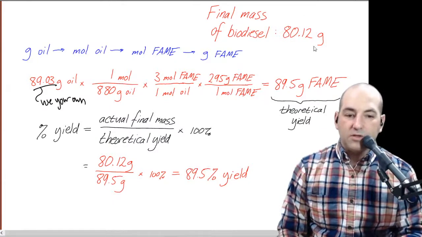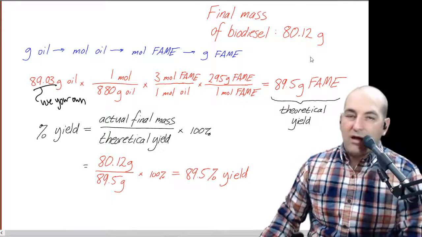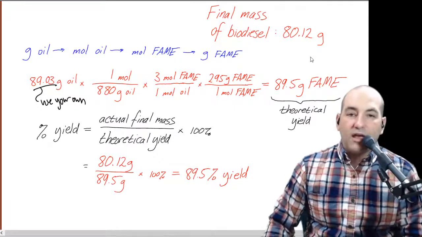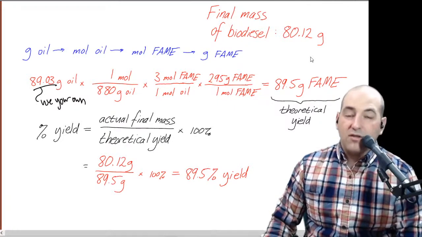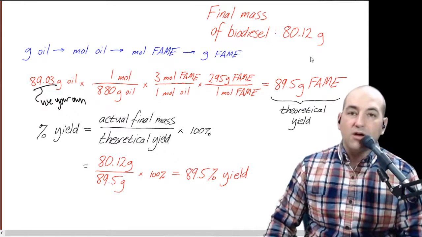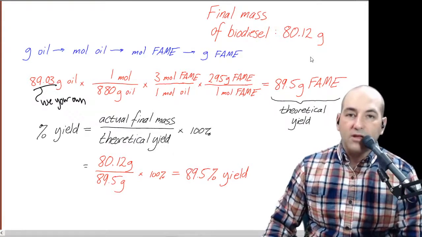Most of the time, people's yields are somewhere around 80 grams or so, depending on how much you started with. Again, when we started the experiment, remember, we didn't really measure the starting amount of oil carefully, like in volume.